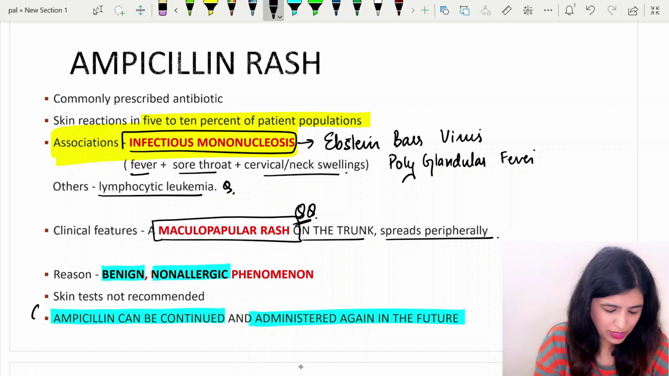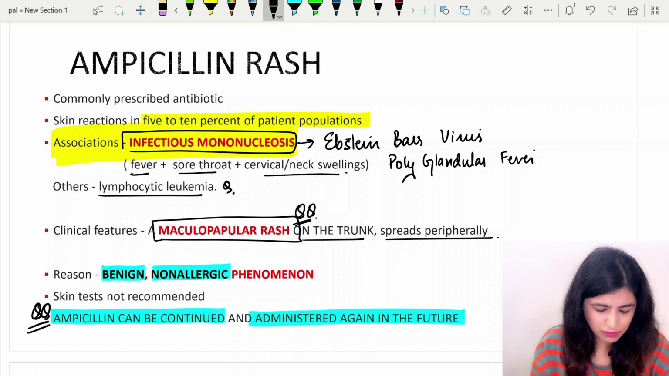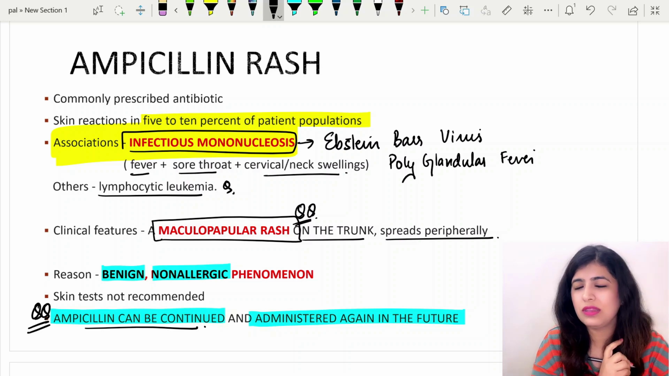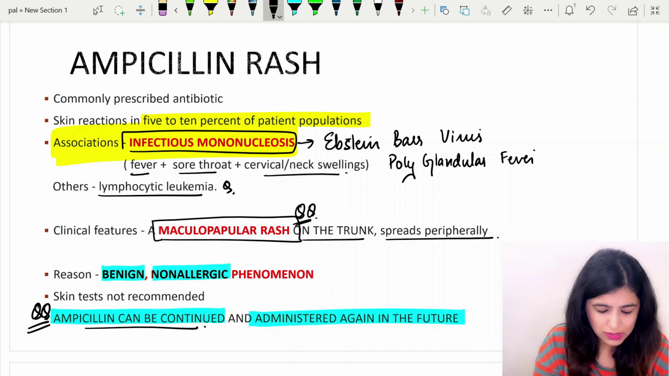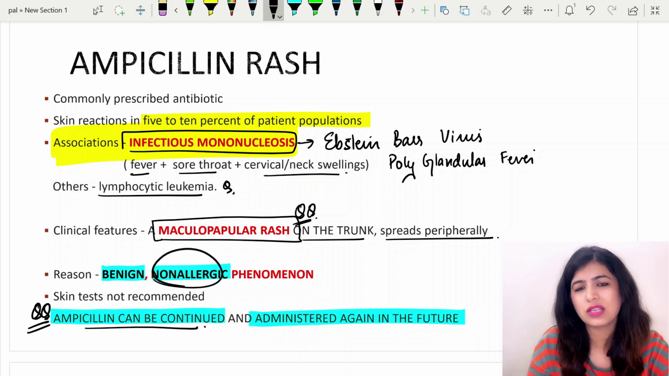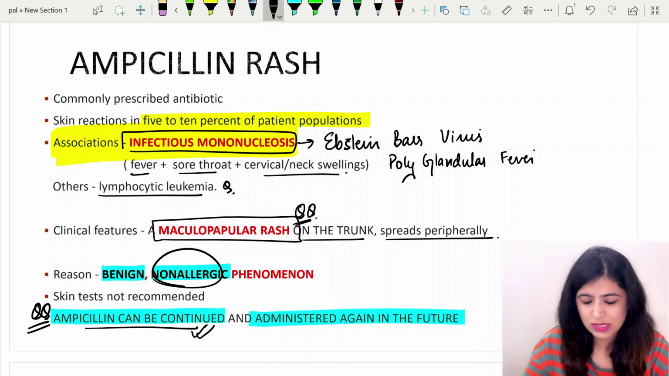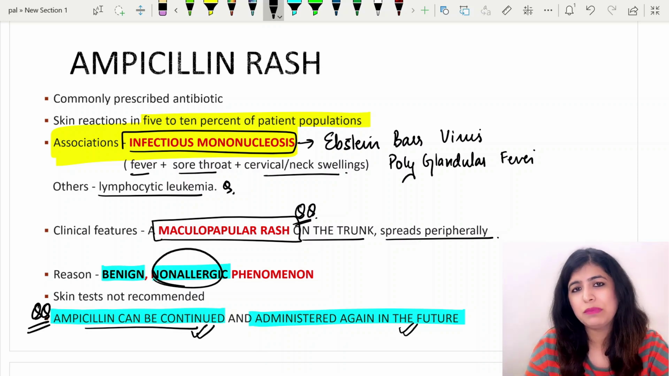So this is a very probable question that can be asked in the exam. Ampicillin can be continued. That is generally not the case when a patient develops a rash after taking a drug. So we never give the drug again if a patient is developing a drug rash, but this is a non-allergic phenomenon. So you can continue to give it if the drug is needed, and you can even give ampicillin again in the future if a patient requires it.